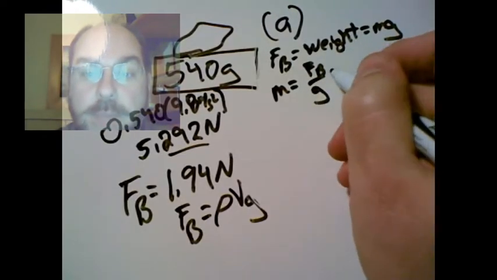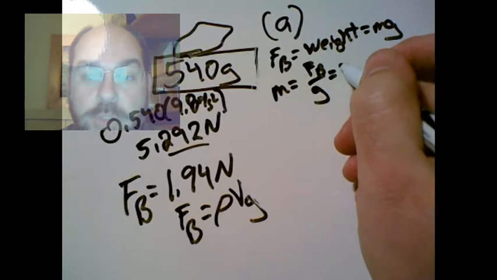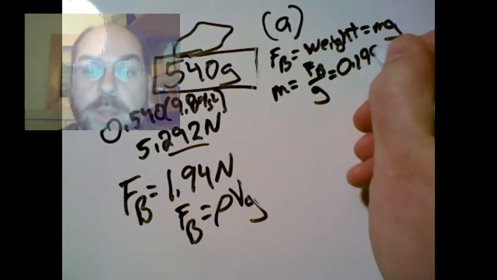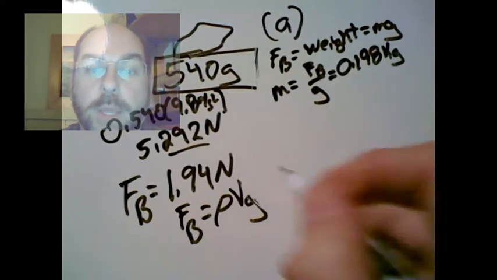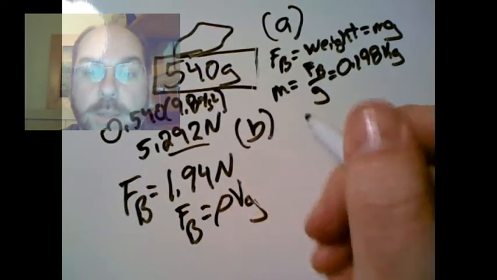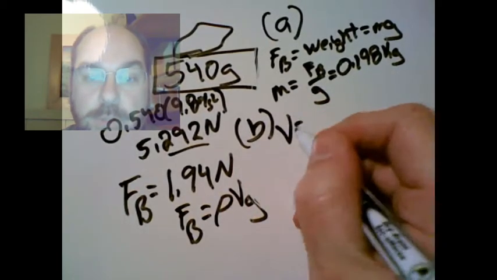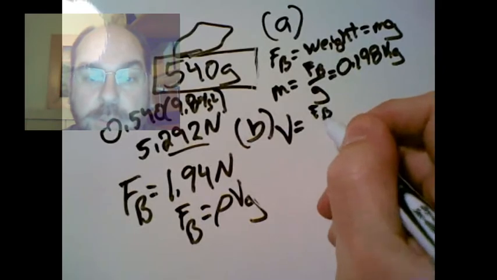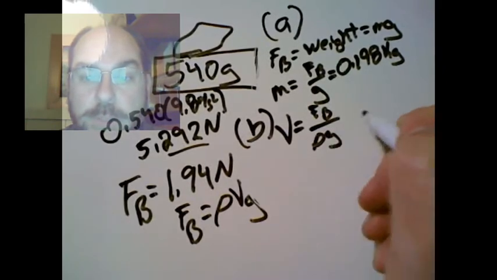Now what we want to get is the mass, which is the buoyant force divided by g. So that's 1.94 divided by 9.8, and that's 0.198 kilograms. Yes, we could have just done 540 grams minus 342 grams and done that.